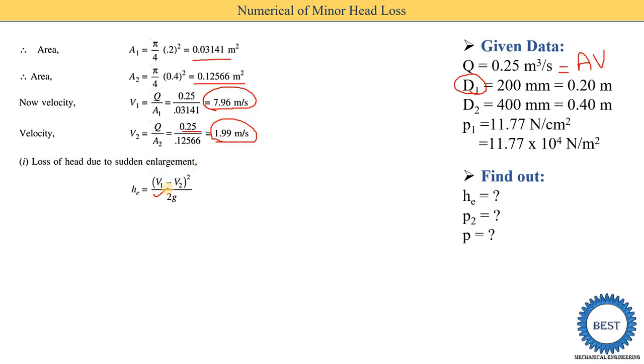V1 is equal to 7.96, V2 is equal to 1.99, and we solve this equation in a calculator, then we get this value of He. He is equal to 1.816 meter. So here we find out the head loss due to sudden enlargement.